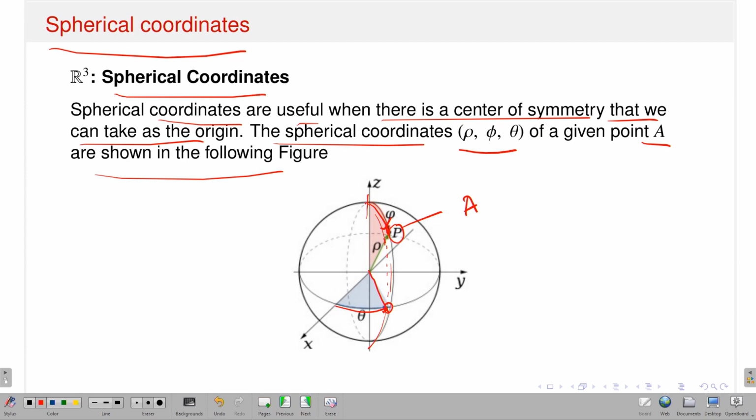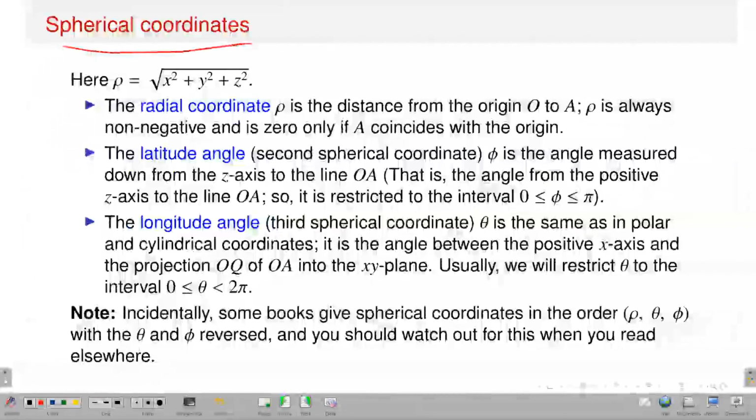So rho is the distance from the origin, and phi is the angle from the positive z-axis to the line joining the origin and P, which varies from 0 to pi. Theta is found by taking the projection of P in the xy plane, getting a point, drawing a line from the origin, and measuring the angle in the anti-clockwise direction from the positive x-axis. If I write the coordinates as rho, phi and theta, that gives you the spherical coordinate system.